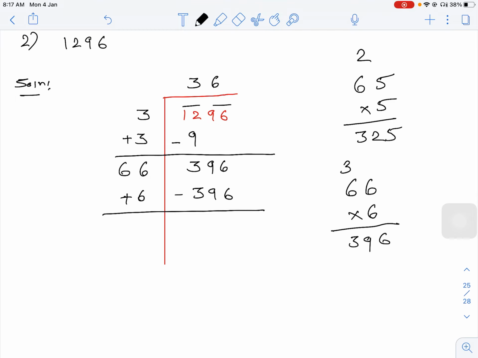Now further procedure, 66 plus 6, so that is 72, and 396 minus 396, so our remainder is 0. So therefore what do we get? Square root of 1296 equals 36. Okay, now let us see one more example.